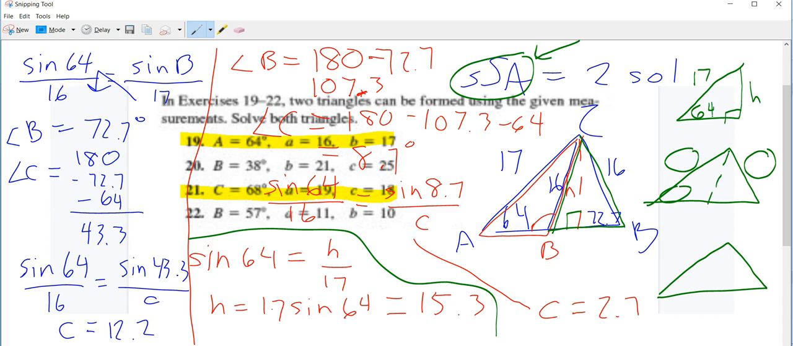Glad you remember your reciprocal trig functions. Any other questions on this one? I'll copy and paste that, put it back in the document.